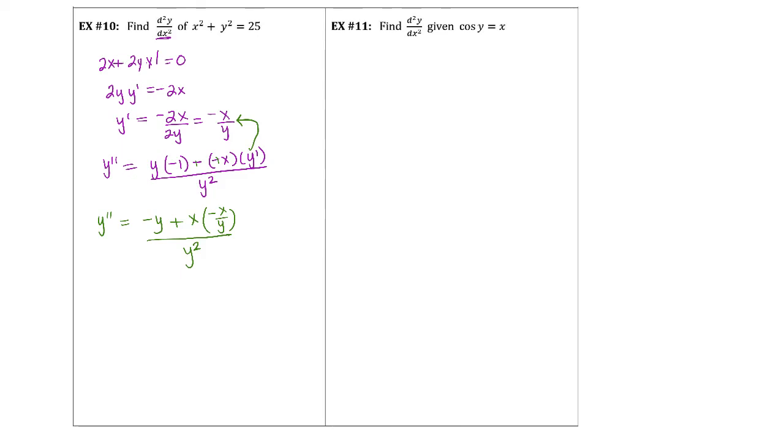All right, so more of the same over here. We're still finding that second derivative. So the derivative of cosine of y, we know is going to be negative sine y. But then we also have to say times the derivative of y, or y prime, derivative with respect to x, sorry, and all of that equals 1. So to solve for y prime, that's going to give me 1 over negative sine y.